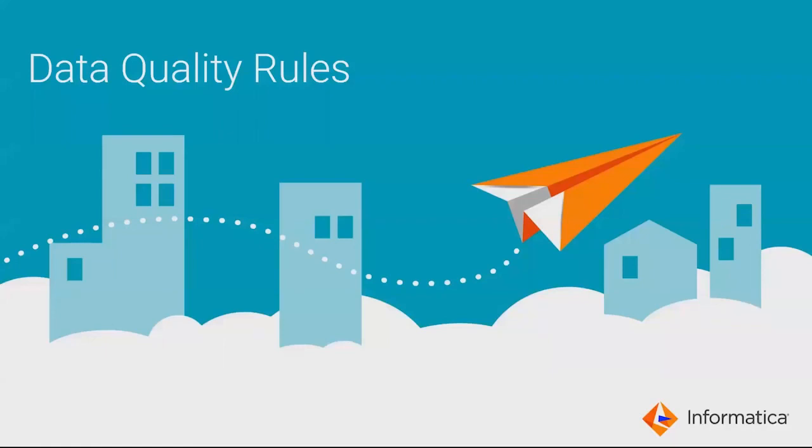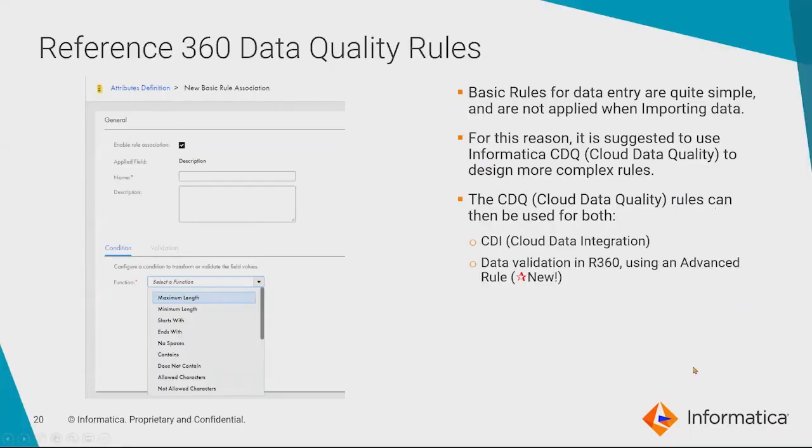Let's now take a look at the data quality rules that can be built into Reference 360. There's two options now as of the June 22 release. There's basic rules for data entry, which you can see on the left here. They're fairly simple: uppercase, trim, minimum, maximum length, no spaces, those kinds of rules.